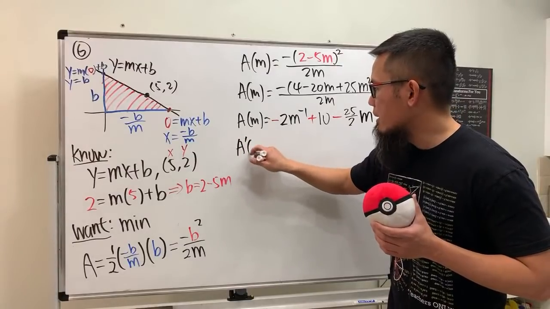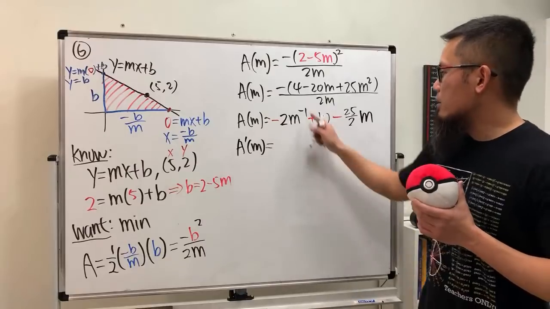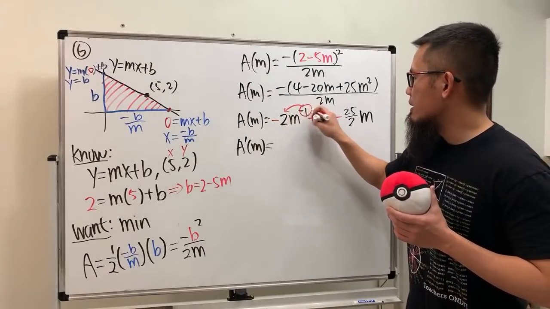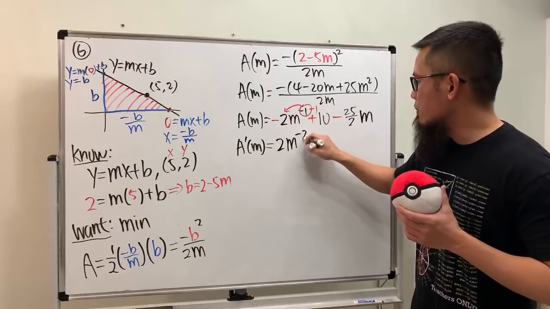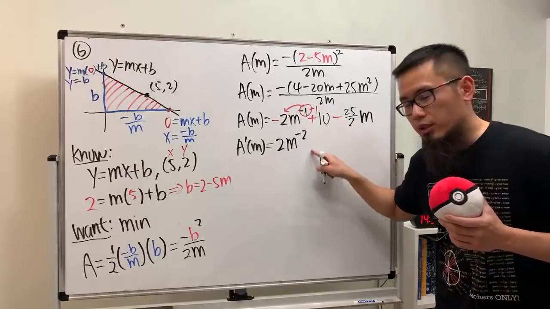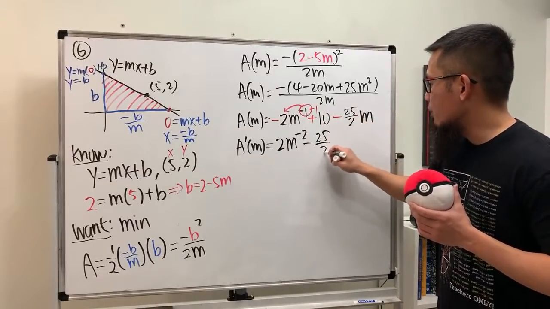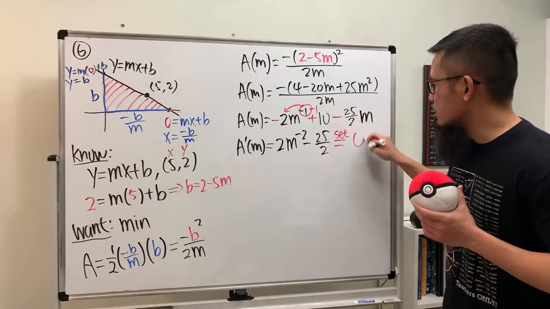Now, calculus time. A prime, namely the derivative of a. Do the derivative, bring the negative 1 to the front, and then minus 1. We get positive 2 now, and then m to the negative 2. Derivative of 10 is 0. Derivative of this guy is just that guy, which is negative 25 over 2. Now, go ahead and set this to be 0.